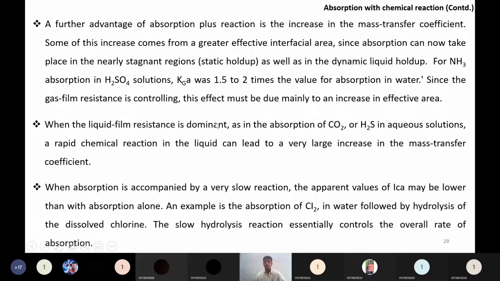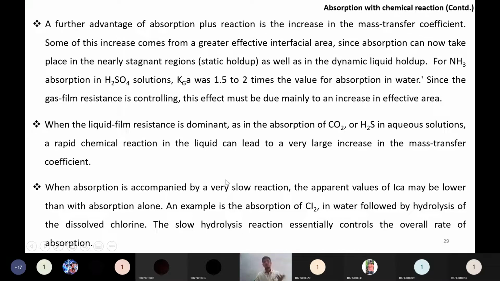When the liquid film resistance is dominant, as in the absorption of CO2 and H2S in aqueous solutions like ethanolamine, a rapid chemical reaction in the liquid can lead to a very large increase in the mass transfer coefficient. So whether it is liquid film resistance controlling or gas film resistance controlling, in both cases the mass transfer coefficient will be very high.